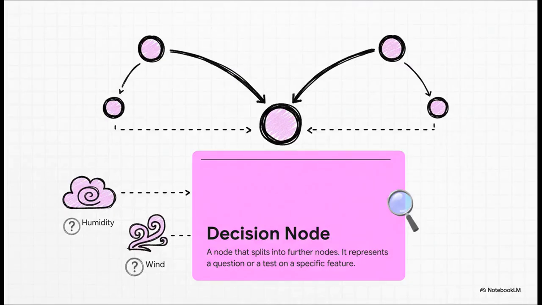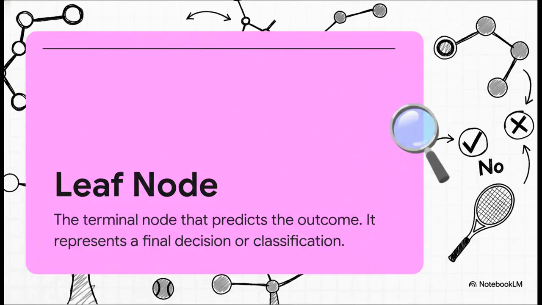Any node that asks another question, like humidity or wind, that's called a decision node. It's just a point where the path forks again, splitting our data into even more refined groups based on some other feature. And finally, when you run out of questions to ask, you arrive at an answer. These endpoints, the yes or no in our little tennis game, those are called leaf nodes. They represent the final prediction for any single path you could possibly take through the tree.